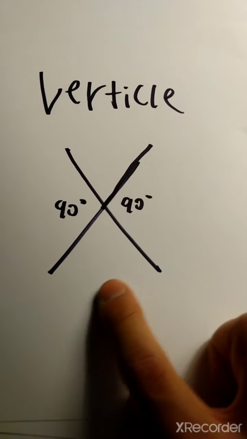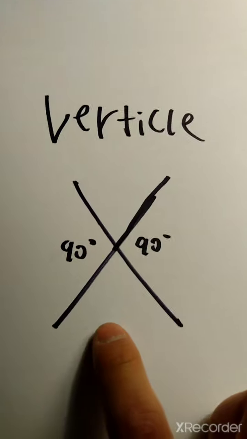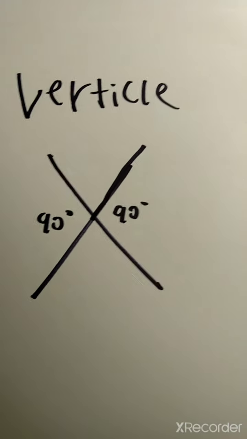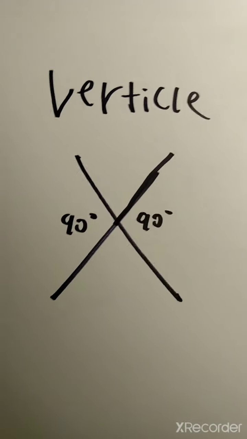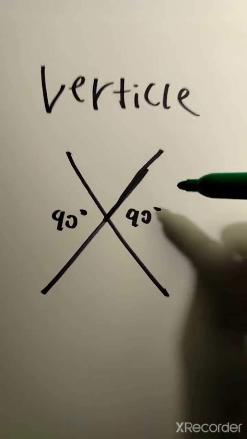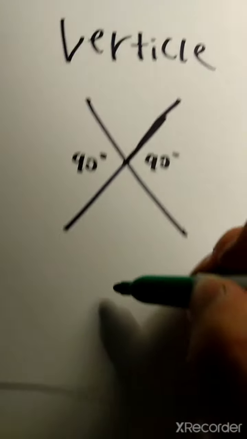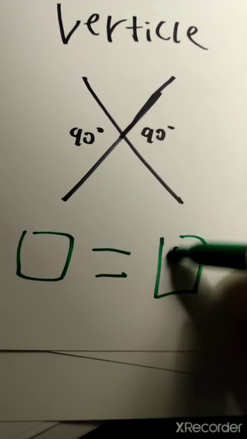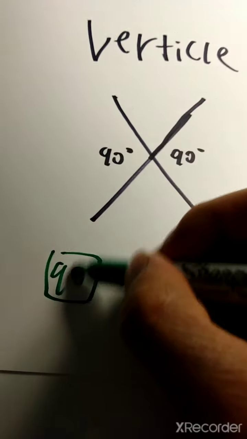Our last angles that we're going to be reviewing are vertical angles. Vertical angles are equal to each other. So you notice that this side is 90 degrees and this side is 90 degrees. So vertical angles are going to be equal to each other. Like for this, for example.